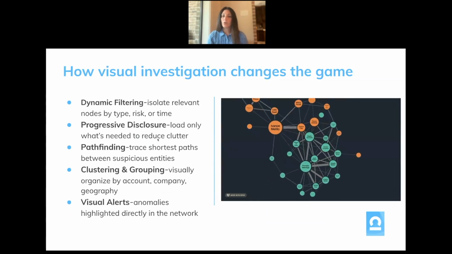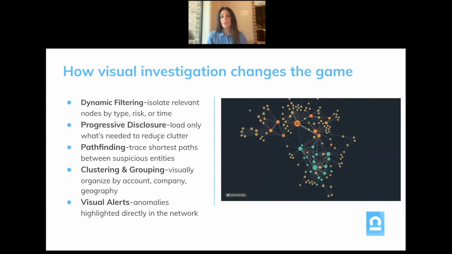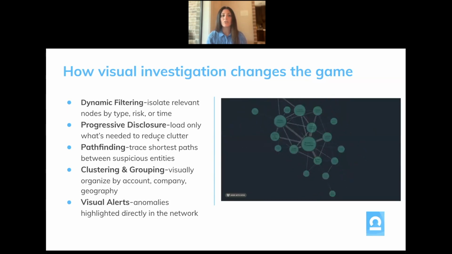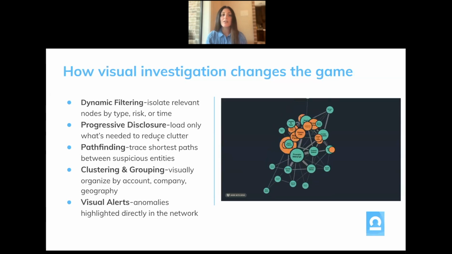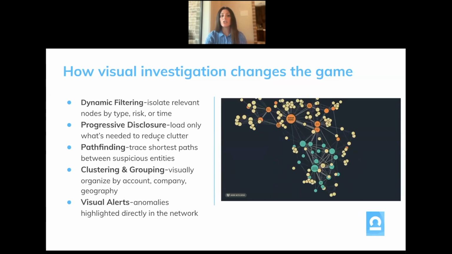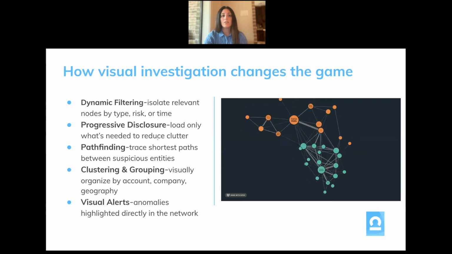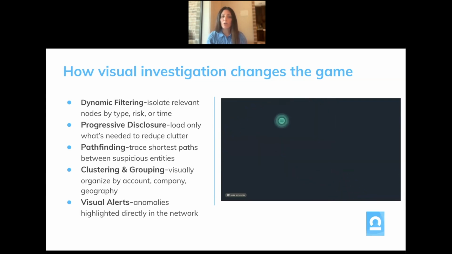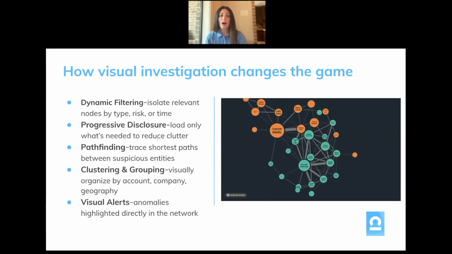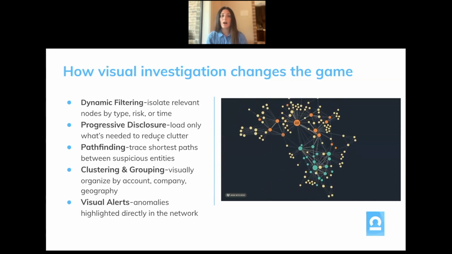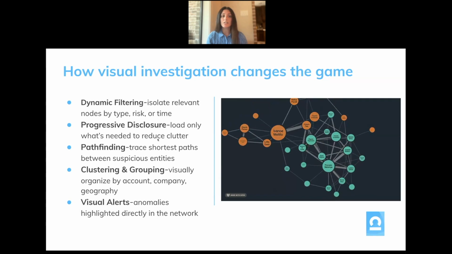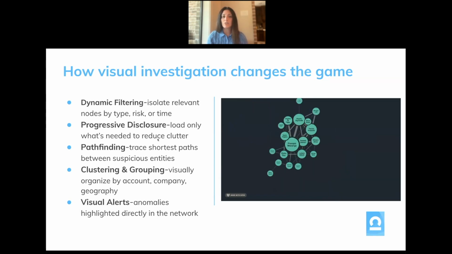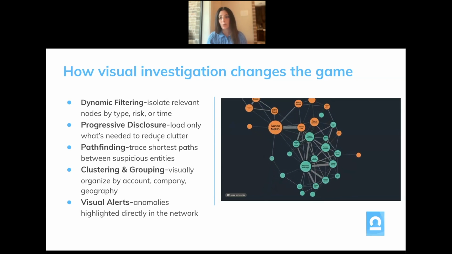And when working with large fraud networks, scale becomes the biggest challenge. A raw data table with thousands of transactions and entities offers no clarity, just noise. And this is where visual investigation truly changes the game. So let's look at 5 key techniques that make navigating complex networks both powerful and manageable. First, there's dynamic filtering, which allows investigators to zero in on what matters, whether it's only individuals flagged above a certain risk score or transactions from a specific window.